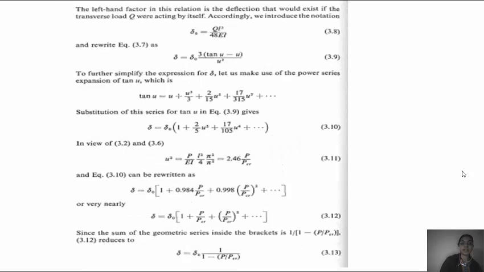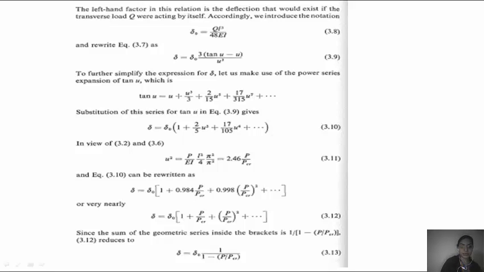Here the left hand factor in this relation is the deflection that would exist if the transverse load Q were acting by itself. So we introduce another notation, delta naught equal to QL cube by 48EI, and thus we rewrite the equation as delta equal to delta naught into 3 (tan u minus u) whole by u cube. Now making use of the power series expansion of tan u, that is tan u is equal to u plus u cube by 3 plus 2 by 15 u raised to 5 plus etc., we substitute the series of tan u in the equation.